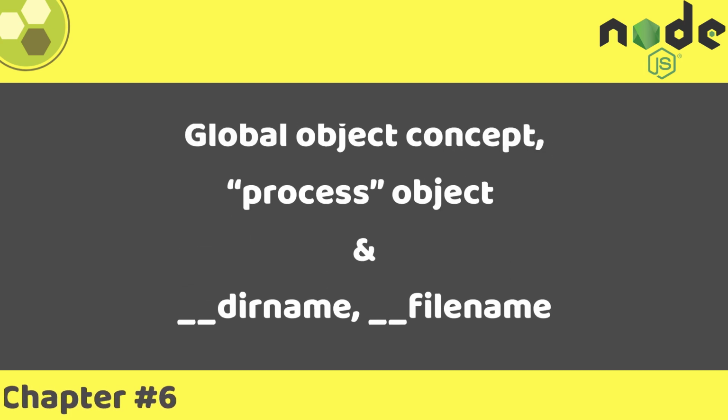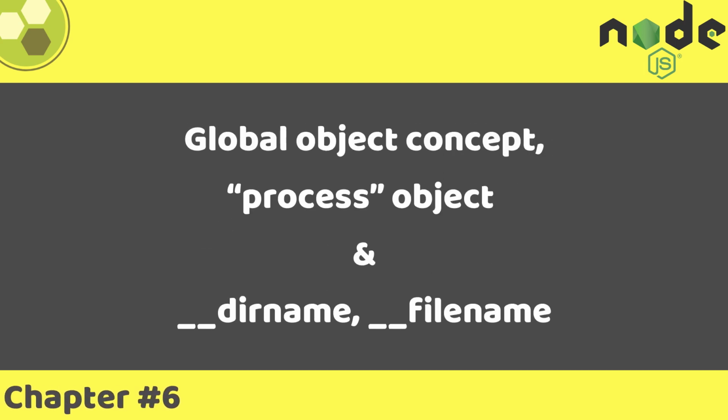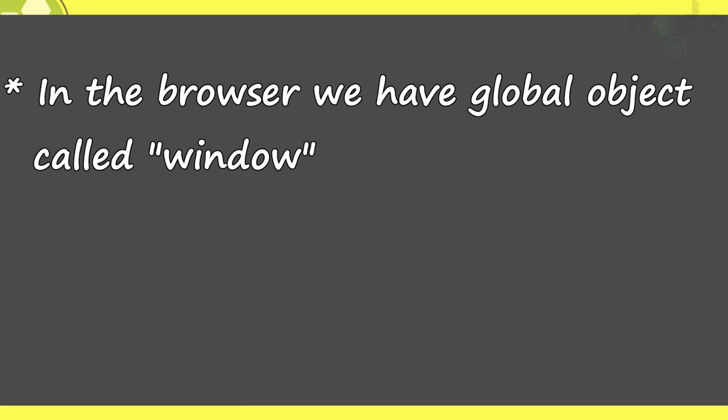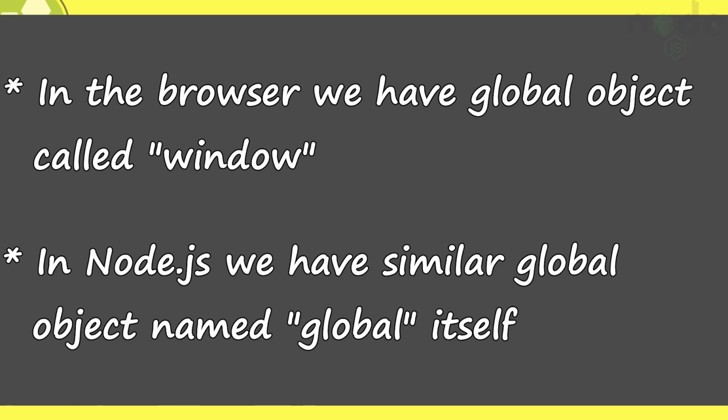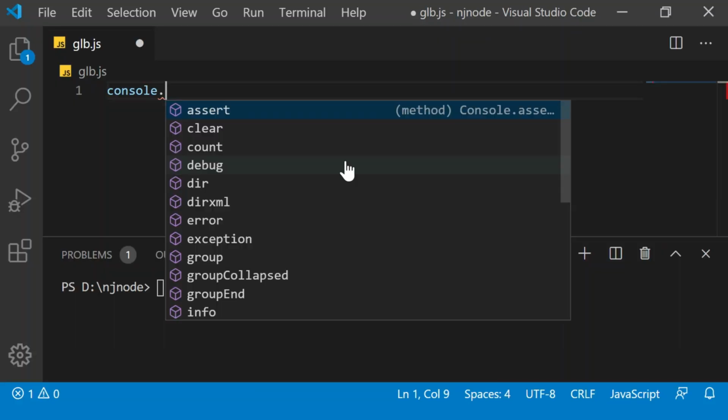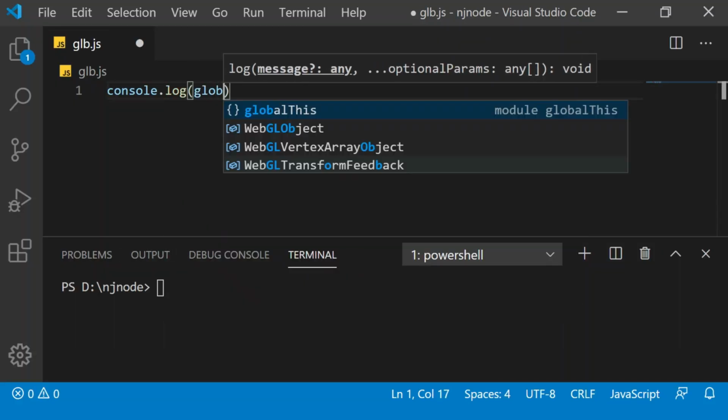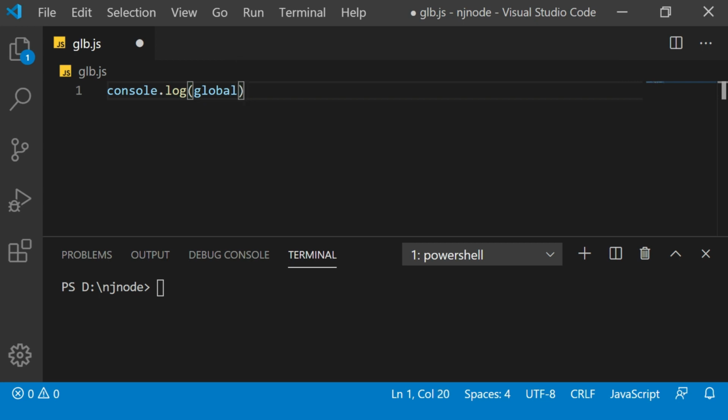Hello everyone. In this section, we are going to discuss a few globally available entities in Node.js. In the browser, we have a global object called window, and in Node.js, we have a similar global object named global itself. Let me show you one simple example. I will use the console log statement, and inside this, I'll just try to display what is a global. I will save this and run the file.